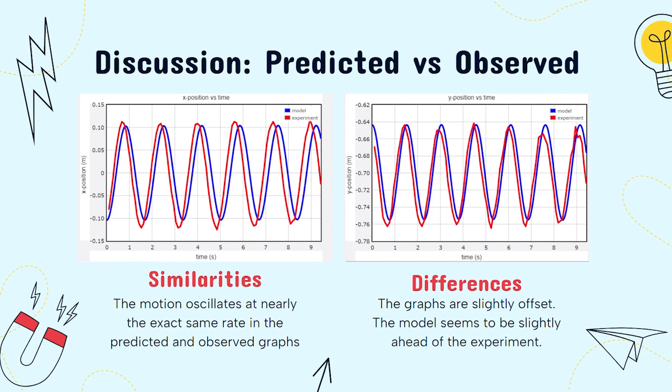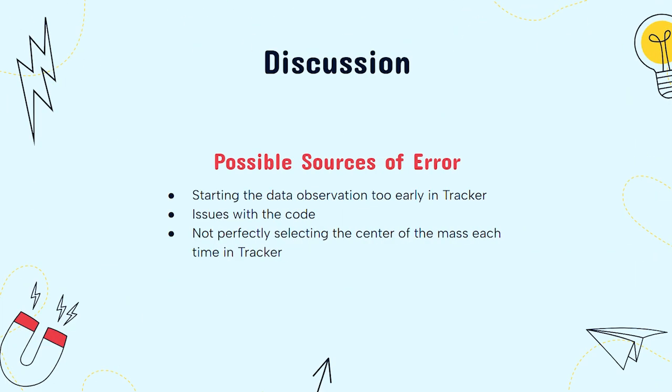So here are what my graphs look like for the X position versus time and the Y position versus time. The blue is the model and the red is the experiment. So for the similarities, the motion oscillates at nearly the exact same rate in both the predicted and observed graphs. For the differences, the graphs are slightly offset. The model seems to be slightly ahead of the experiment.